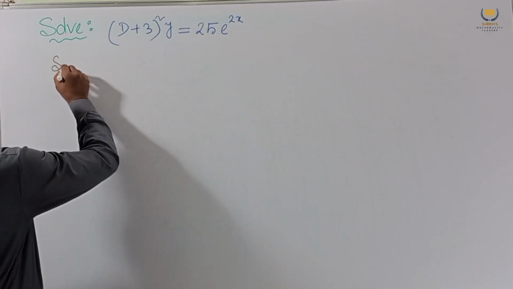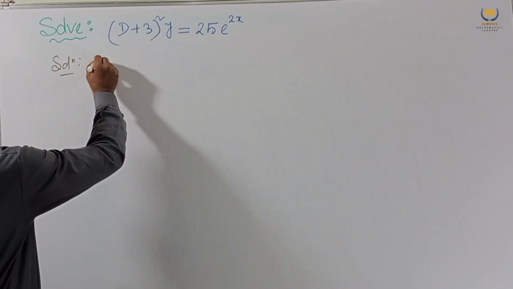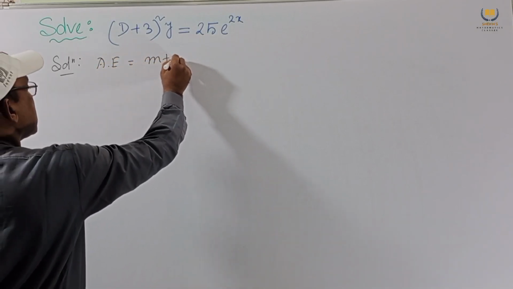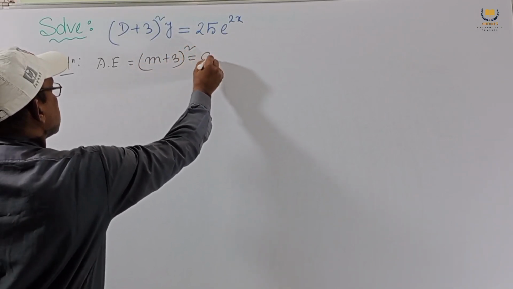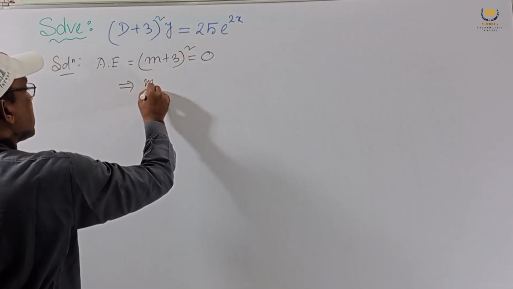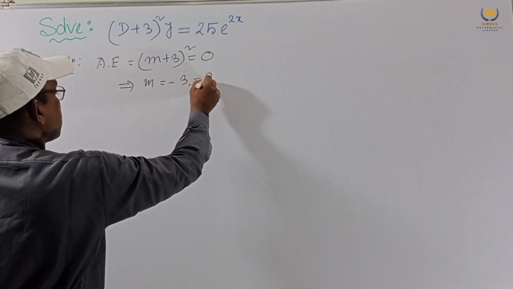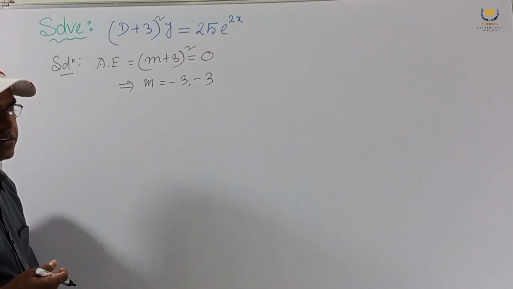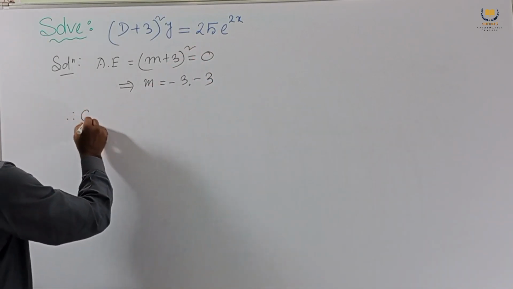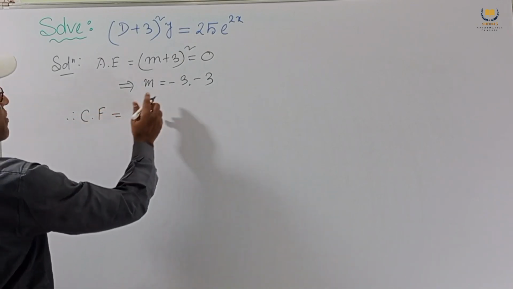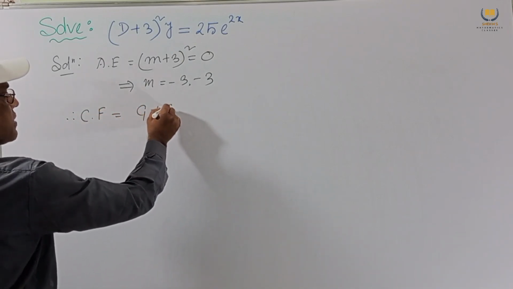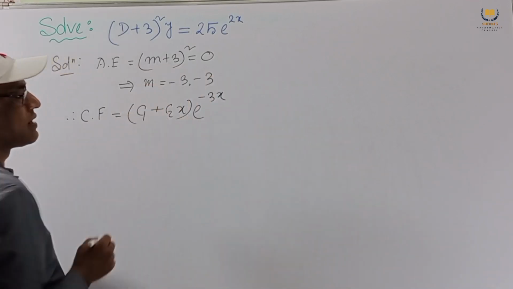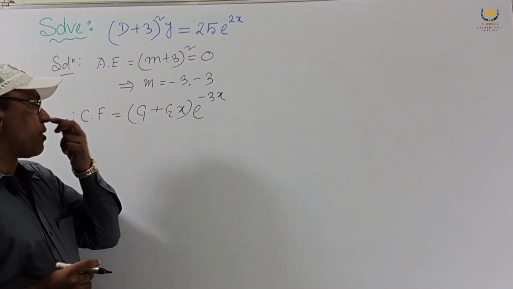Now the solution. First we find the auxiliary equation. Here, in terms of D given, the auxiliary equation is (m plus 3) whole square equals 0. This is m equals minus 3, minus 3. Written shortly, it is (m plus 3) into (m plus 3), both will be 0, then we get minus 3, minus 3. Therefore, the complementary function, since the roots are equal, is (c1 plus c2 x) e to the power minus 3x. This is our complementary function.